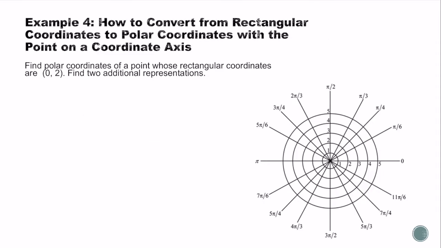So I want to find polar coordinates of a point whose rectangular coordinates are x is 0, y is 2. So when x is 0 and y is 2, I have gone, from my initial side, pi over 2, and my distance is now 2. So that becomes when r is 2, theta is pi over 2.